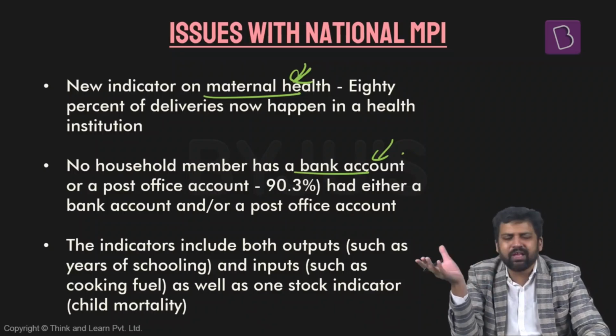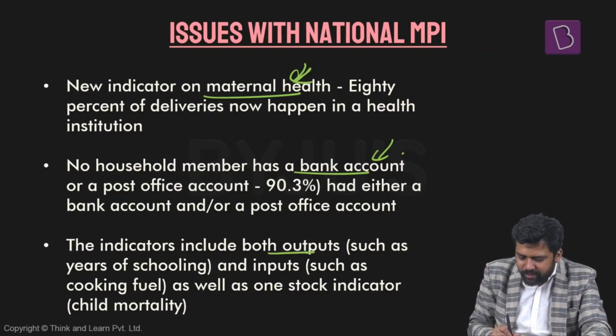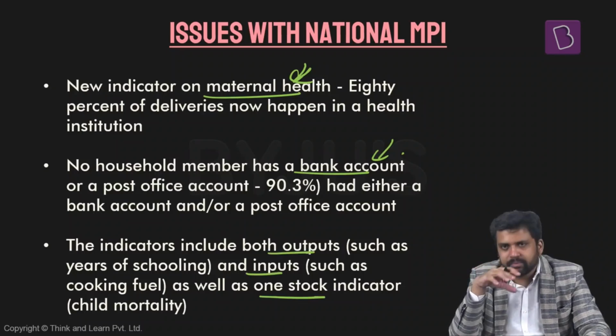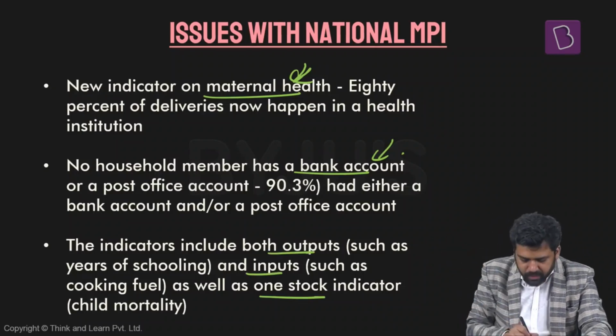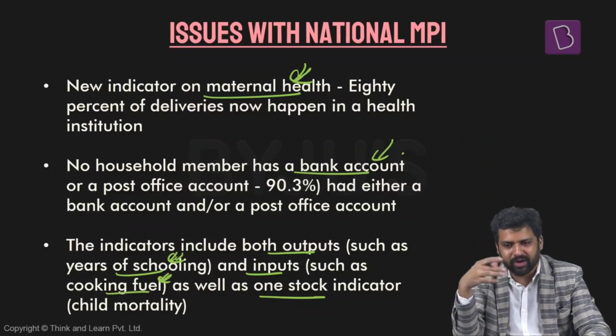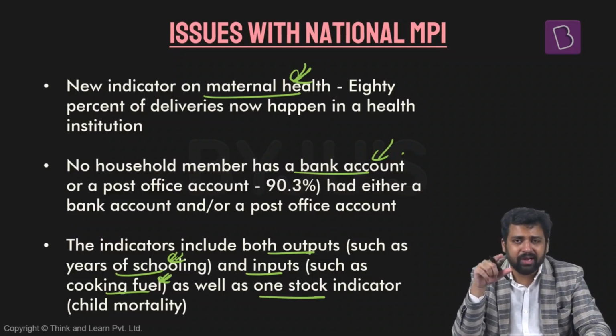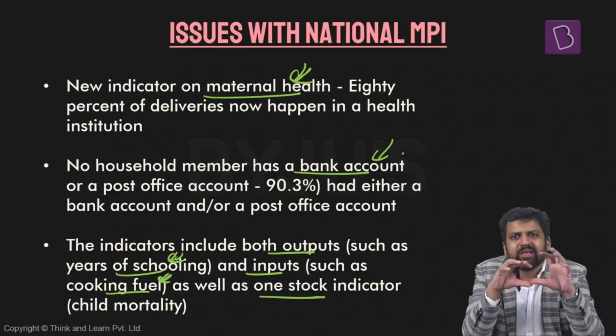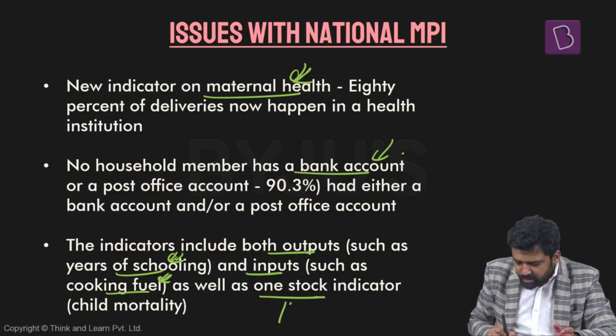Another criticism, which equally applies to the global MPI as well as the national MPI, is how you have clubbed different kinds of parameters. Certain parameters used for computing the MPI are outputs. For example, years of schooling is an output. And then there are certain parameters like cooking fuel, which are inputs. If cooking fuel is not good, if you're using wood or other kinds of cooking fuel, it can lead to pollution and other things which can again have a bearing on mortality rates, which is again an output. So you have combined inputs with outputs, which statistically should not be done. Apart from that, it has also been clubbed with stock indicators.